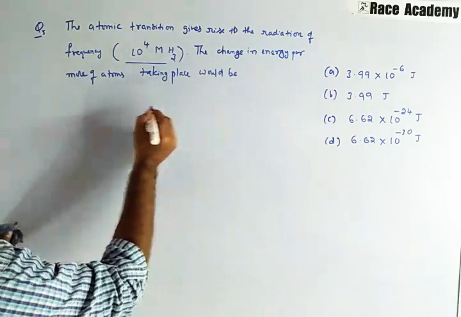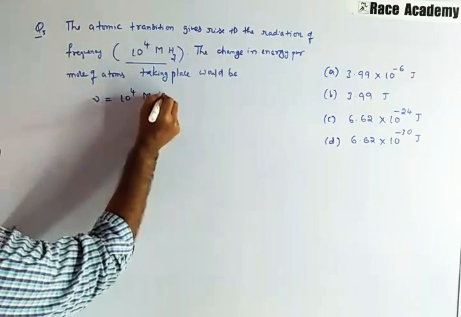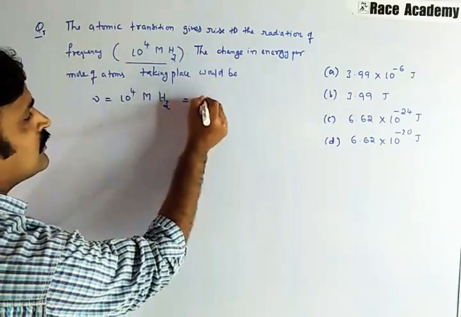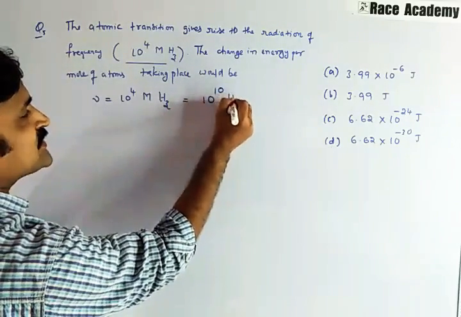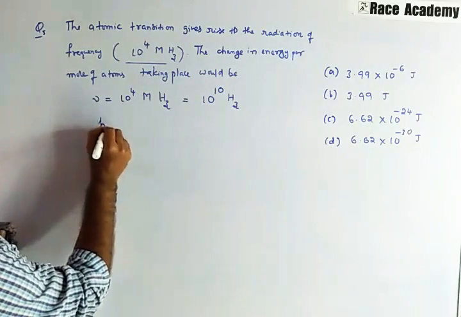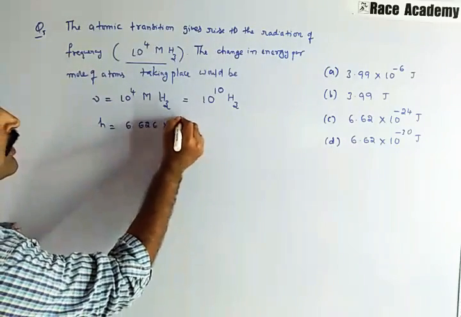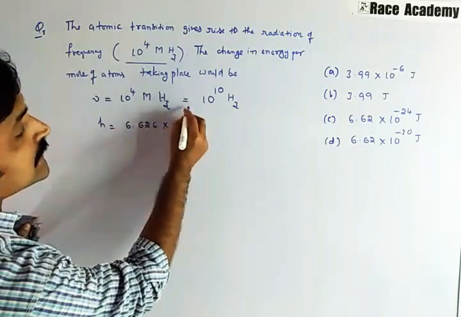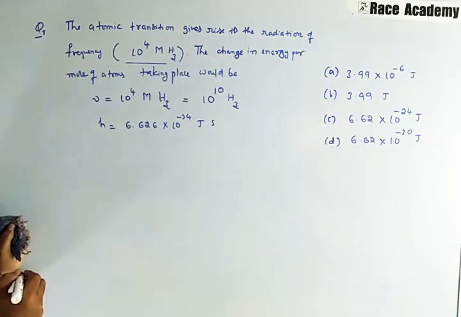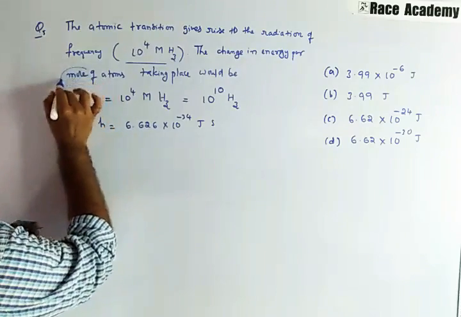The point is very clear: here they have given the nu value as 10 power 4 megahertz. Mega means 10 power 6, so it will be 10 power 10 hertz only. Of that, we know the h value. h value is equal to 6.626 into 10 to the power of minus 34 joule second. Coming to the point, here they are asking per mole.